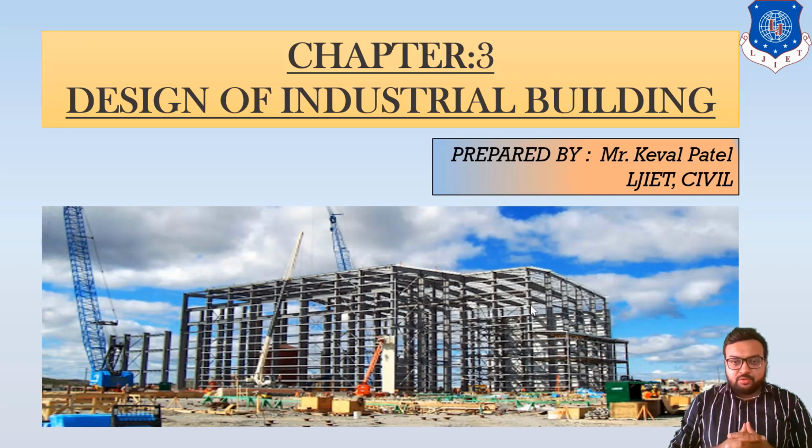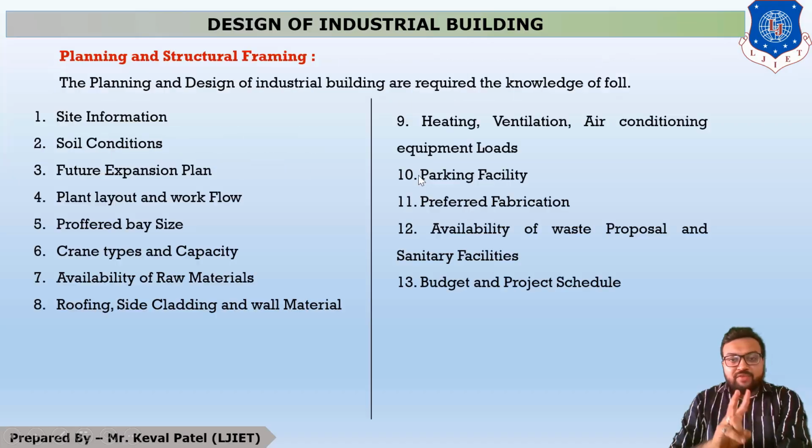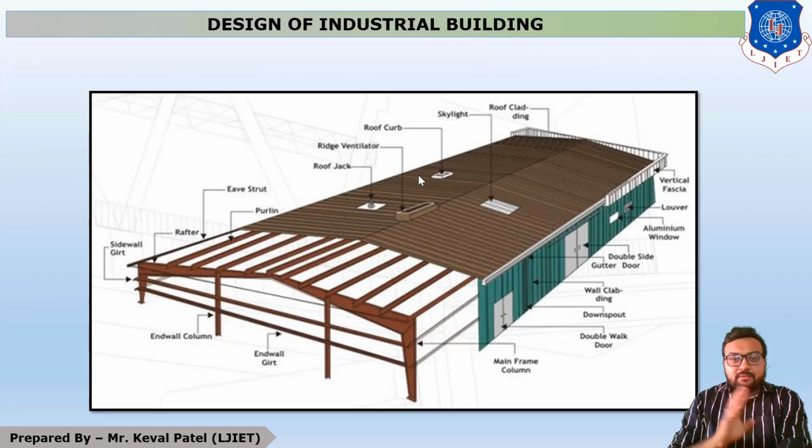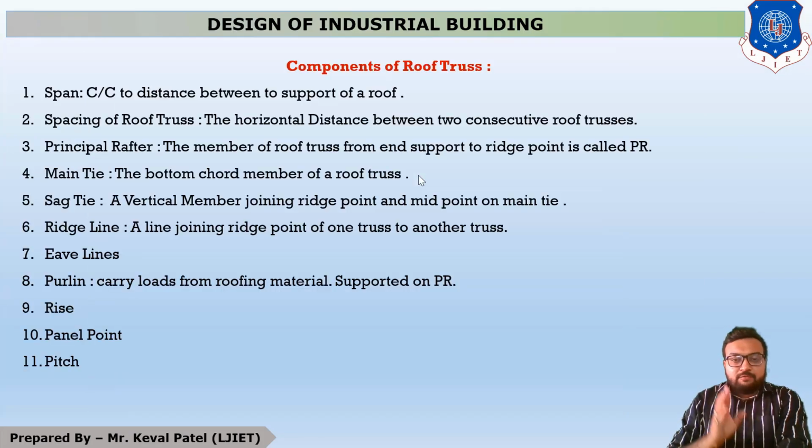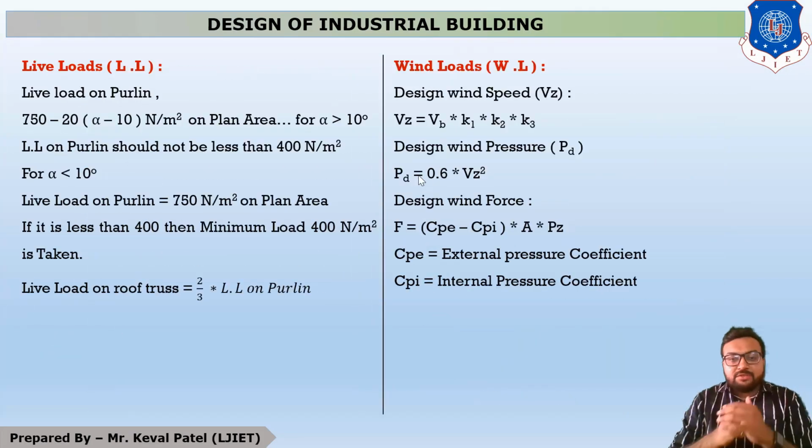Our third lecture of chapter number 3, which is the design of industrial building. In the last lecture, we discussed two types of examples. First, we have to find out dead load, wind load, and live load, which is acting on an industrial building.